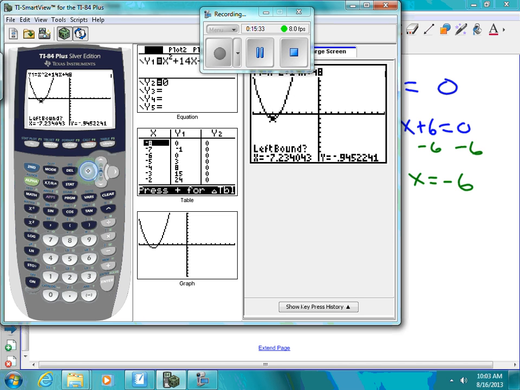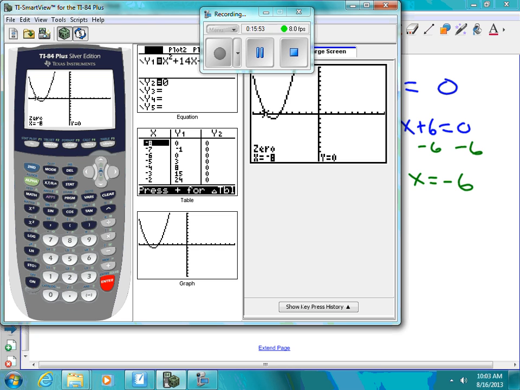Left bound, I go over to the other point. I go left of it, I enter. I get right of it, I hit enter. Get right on it where I think it is. And it says -8 for x and 0 for y. So that's another way to do it. I'm showing you multiple ways.